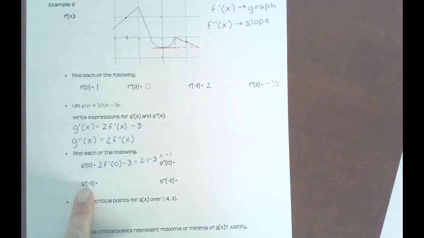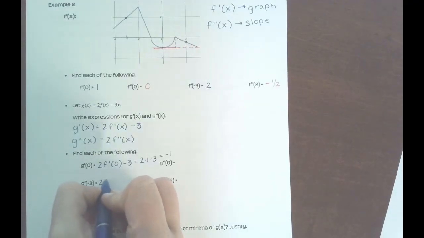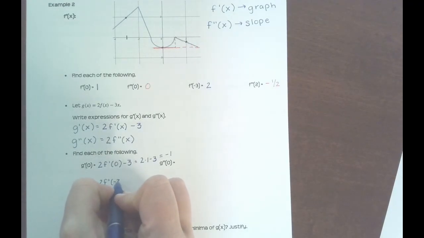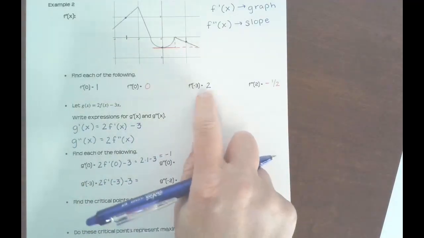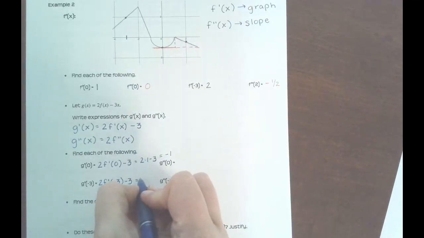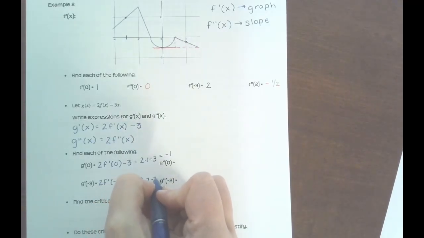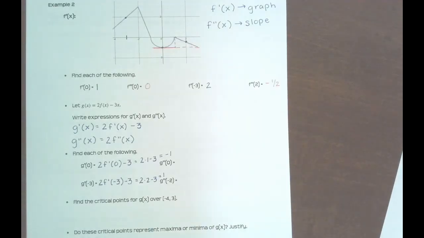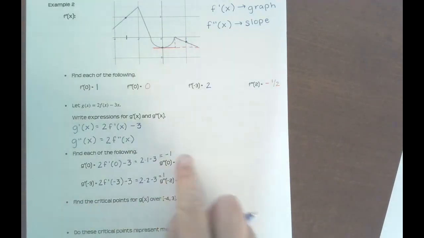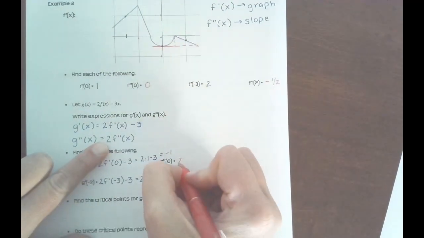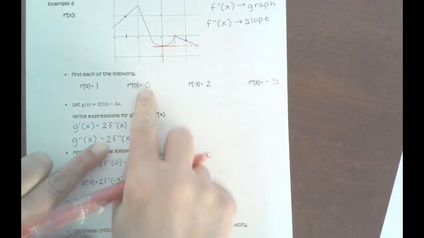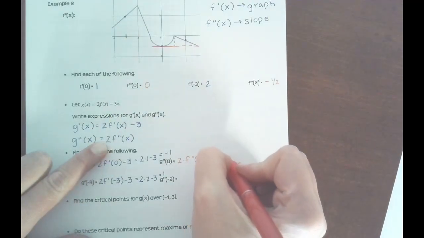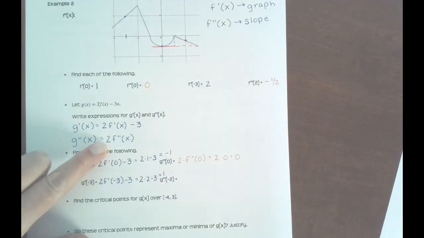G prime of -3 would be 2 times f prime of -3 minus 3. F prime of -3, I feel like we figured that out already, was 2. So this is 2 times 2 minus 3, which is 1. Okay, g double prime of 0. Well, that's just 2 times f double prime of 0. F double prime of 0 we said was 0. So that's still just 0.